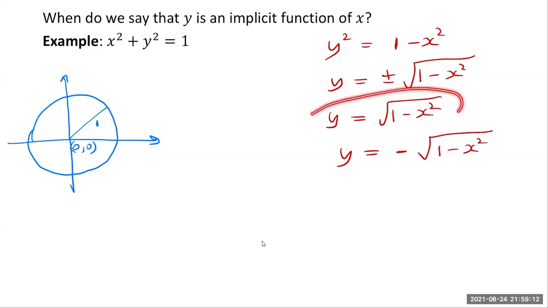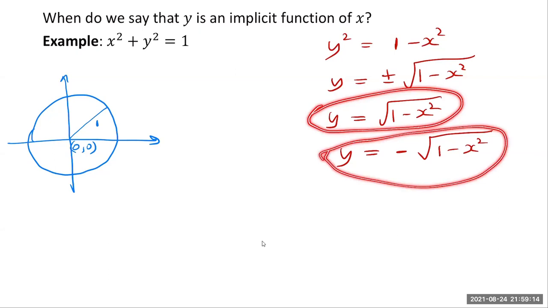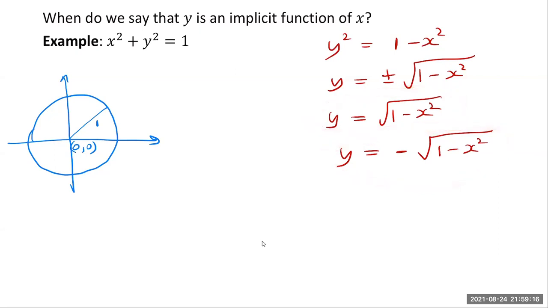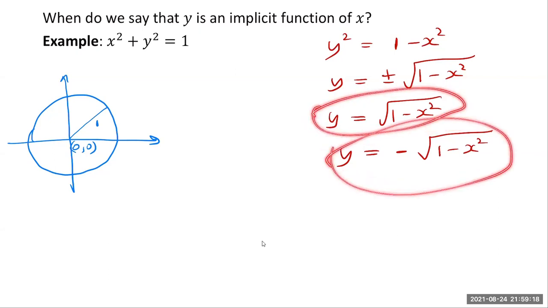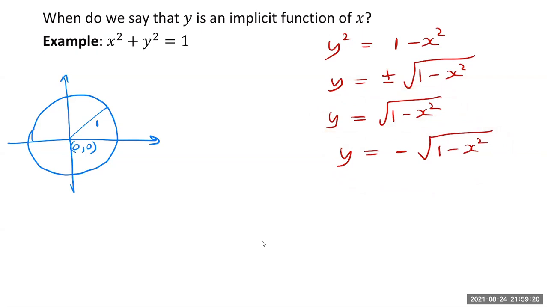Now we have two functions. We didn't get a single well-defined function, but we get two functions. Now, if you try to graph these two functions, you will immediately see that the first function will give you the top half of the circle, and the bottom function, or in other words, this function will give you the bottom half of the circle.